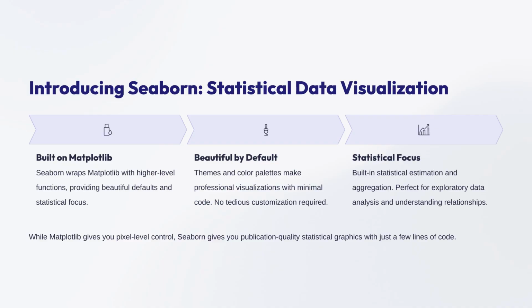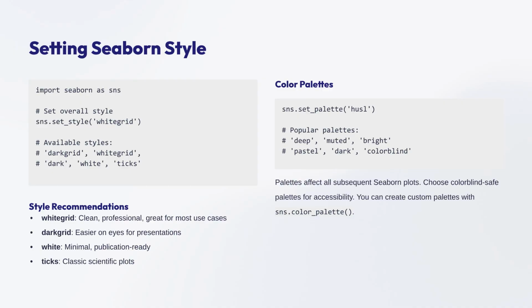Seaborn is a higher-level library built on Matplotlib. It focuses on statistical visualization, providing beautiful defaults and powerful functions perfect for exploratory data analysis with minimal code. You can set the overall style of your Seaborn plots using sns.set_style, choosing from options like white grid or dark grid. You can also set color palettes, selecting colorblind safe options for accessibility.